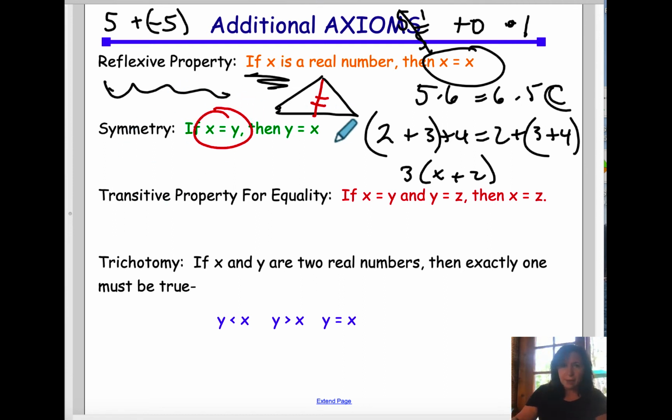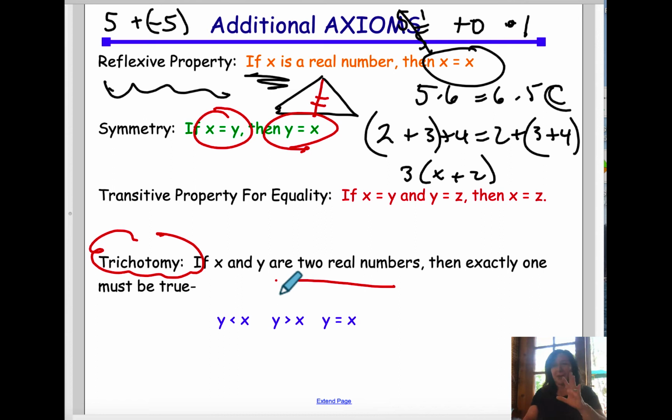Symmetry: x equals y. Well, that's the same thing as y equals x, right? That's the symmetric property. We have the transitive property: if x equals y and y equals z, then x equals z. And trichotomy is very simple, saying if you have two real numbers, one of these has to be true. Either x is greater than y, x is less than y, or x equals y. I like this one, it's kind of cool, because it's saying it doesn't matter what the outcome is, you will have one outcome, and these are your options, okay?